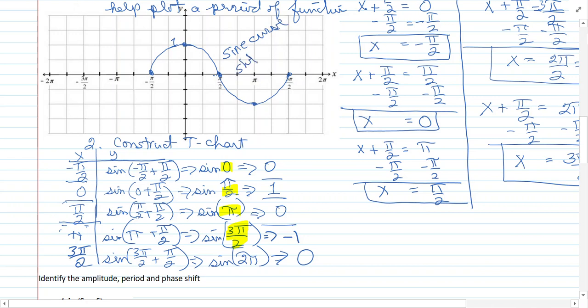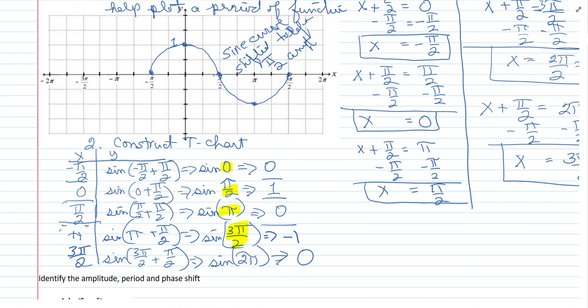Shifted to the left pi halves amount. All right. And of course, we could draw further, but we just need one period. And your curve will repeat.